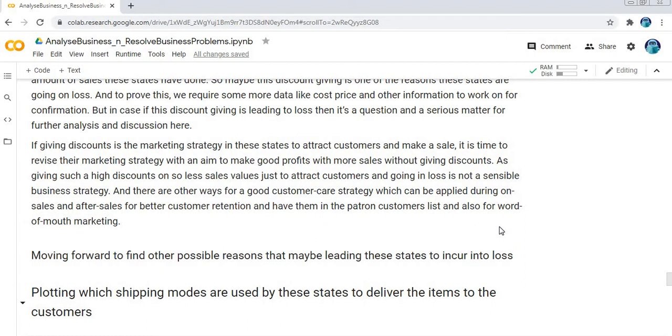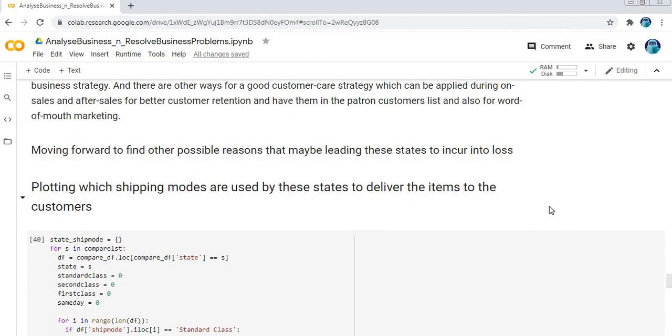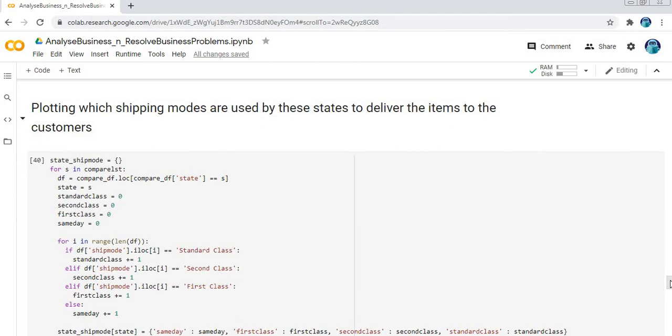And there are other ways also for good customer care strategy which can be applied during the sale and after-sales for better customer retention, and to have these customers on the repeat customer list. And if these customers are on the list, of course there would be word-of-mouth marketing. So let's move forward and find other possible reasons that may be leading these states into loss. So we plot which shipping modes are used by these states to deliver the items to customers.